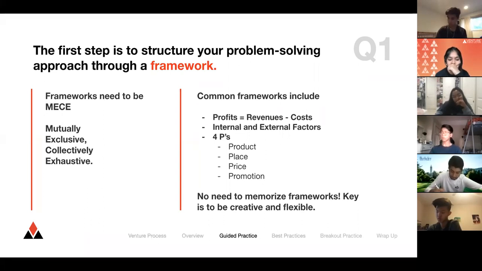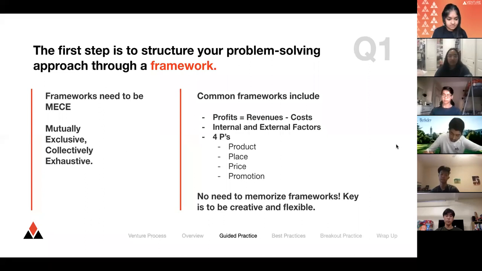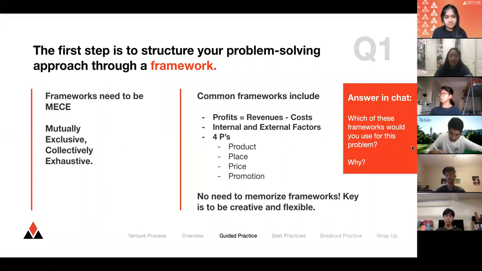So knowing this, I want you to just think about the problem we had beforehand. I know I've been speaking for a little bit. And I want you to just answer in the chat, which of these frameworks would you incorporate in your approach to this problem? And if you could give a sentence as to why, that would be great. So I'll give you guys 30 seconds, a minute or so, think about it and type it out in the chat.